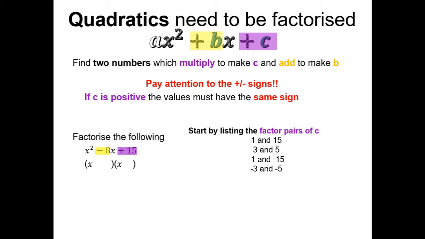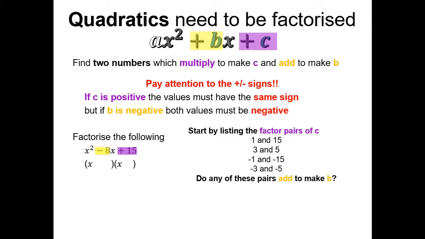But if I'm thinking which pairs add up to make b, they add up to make negative 8. What kinds of numbers add to make a negative? Could two positive numbers possibly add to make a negative? No. If b is negative, and I'm looking at two numbers with the same sign here, both of those numbers have got to be negative. So let's forget about those ones there. I'm not even going to consider writing those down in the future. I'm going to look at the signs first. And I'm looking at two numbers, they've got the same sign, and both of those signs are negative.